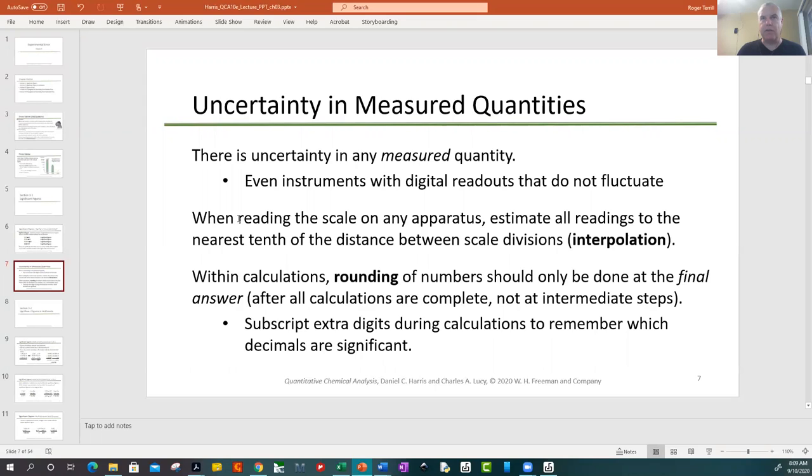This is getting less and less relevant because digital readouts are so common nowadays. It used to be that in volumetric measurements, there's typically a scale, and you have to read between the lines. That's called interpolation. And then the rounding of numbers: if your calculator gives you a zillion digits when you divide something, you round only at the last step. You keep all those insignificant digits until the end, and then at the end you round them off. So these are a couple of rules for dealing with uncertainty.